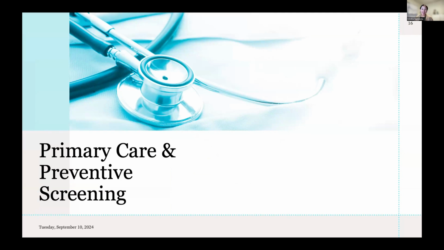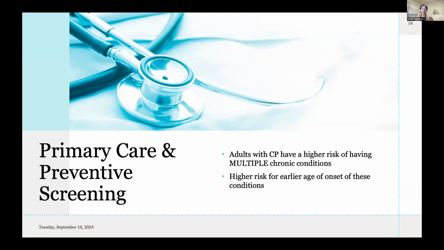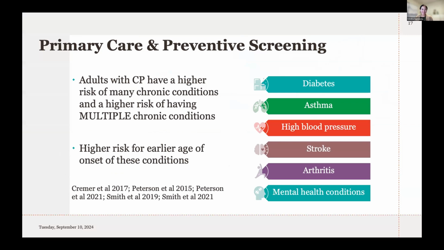So the third topic area before we talked about the community registry in our focus groups was primary care and preventive screening. And so we know that adults with CP have a higher risk of chronic conditions, a higher risk of having multiple chronic conditions, and a higher risk of having an earlier age of onset of these chronic conditions. And so here are some of those chronic conditions that adults with CP have a higher risk of, things like diabetes, asthma, high blood pressure, stroke, arthritis, and mental health conditions as well.